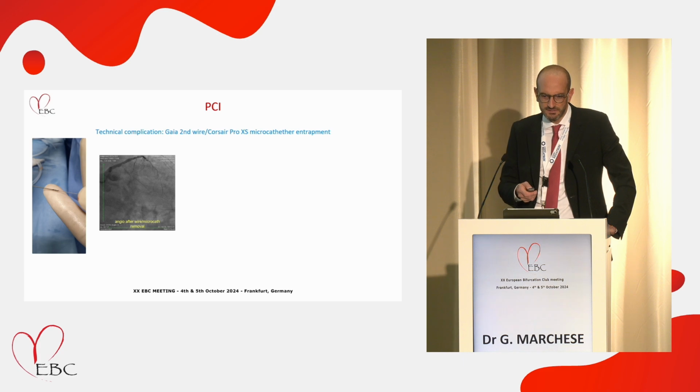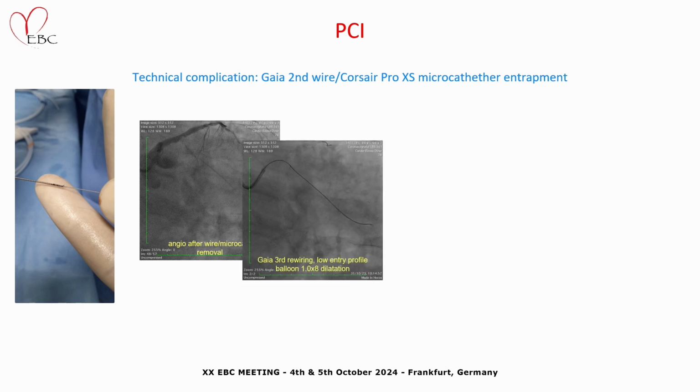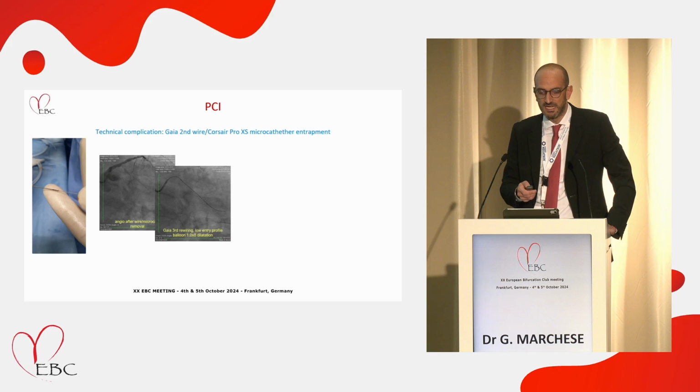Even if it is small, you can see that there is some anterograde filling of the circumflex artery. So we decided to go with the Gaia Third wire, and we were successful in this. And we started to dilate with low entry profile 1.0, 2.0 with some expansion.